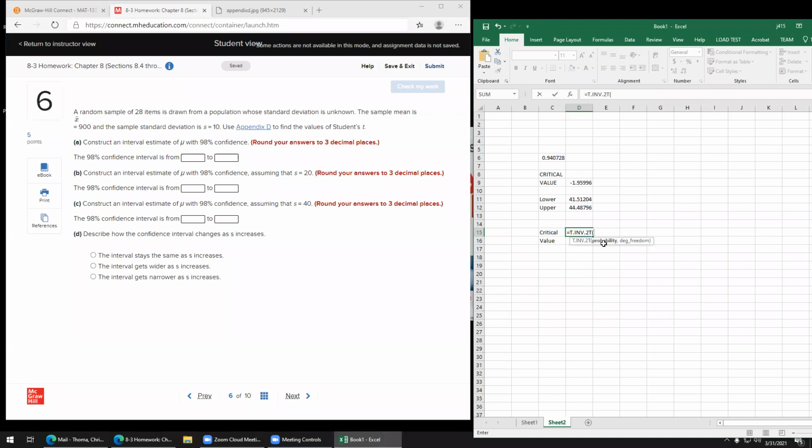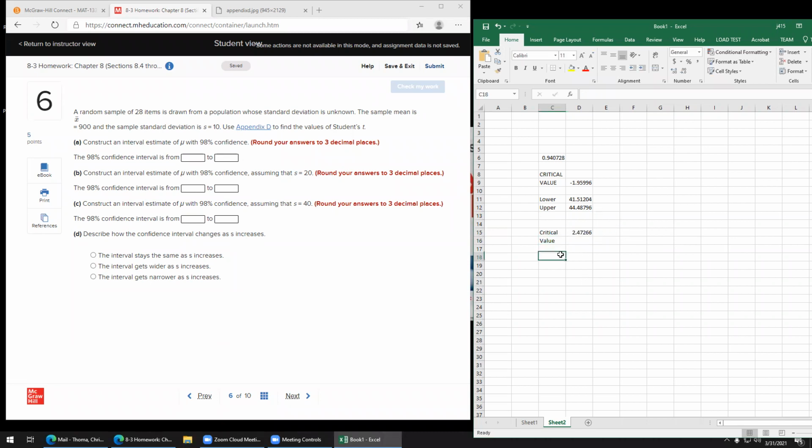And so it wants our probability. It wants the alpha, right? So if I have a 98% confidence interval, that means I have 2% in the tails. So this is 0.02. And then my degrees of freedom is my sample size minus 1. So I have a sample size of 28, so then I put in 27. And that gives me my critical value.